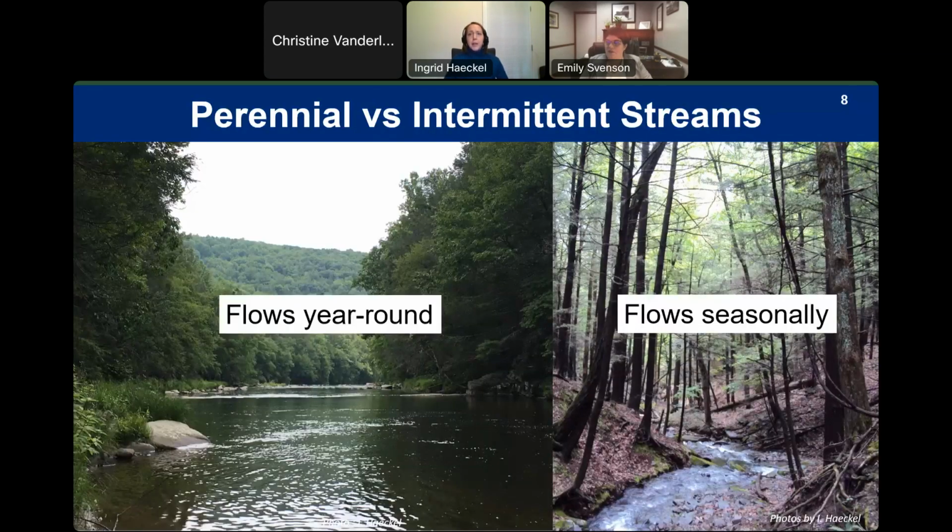There are many different types of streams, but in this presentation, we're focusing on the basic distinction between perennial versus intermittent streams. Perennial streams flow year-round, whereas intermittent streams only flow seasonally or after rain. And the term ephemeral stream refers to very small intermittent streams that only flow after rainfall. Intermittent and ephemeral streams may be very small, but they contribute significantly to the quantity and quality of water in downstream rivers and water bodies.